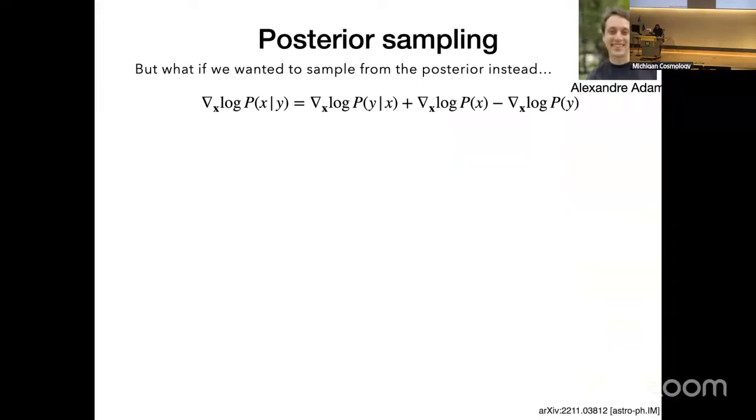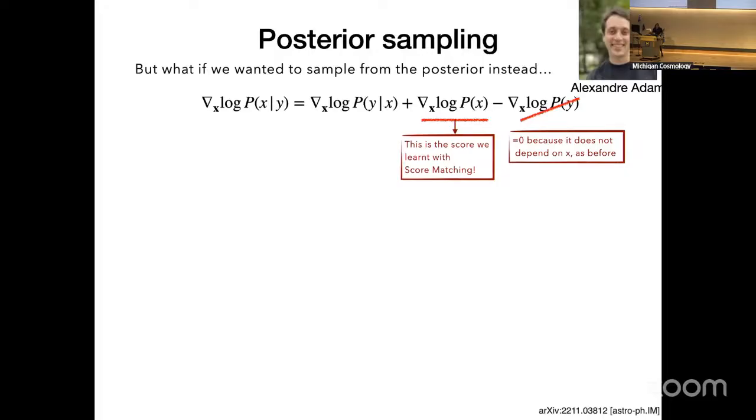But what I want is not the prior. I want posterior samples. If I want posterior samples, I need the score of the posterior, because the only thing I need to sample a distribution is a score. But I know Bayes' theorem, so I can write this as the score of the likelihood plus the score of the prior minus the score of the evidence. The evidence is a normalization constant, so that's just 0 because it doesn't depend on x. That's great, no evidence. I also know the score of the prior, because that's the score model I just trained.